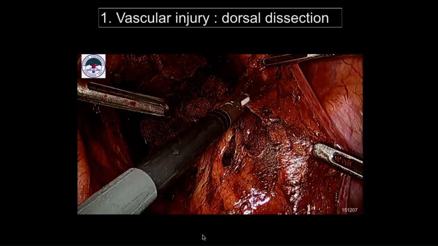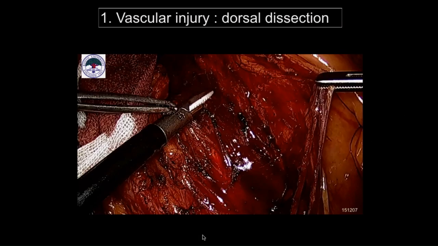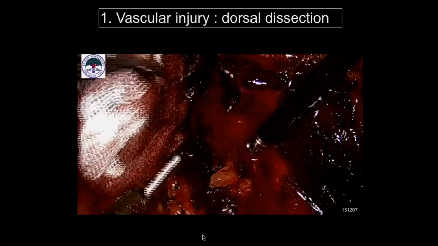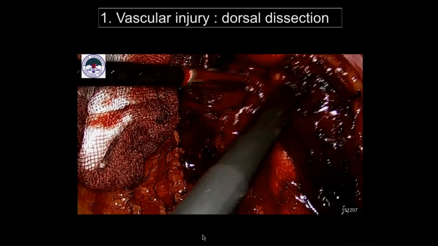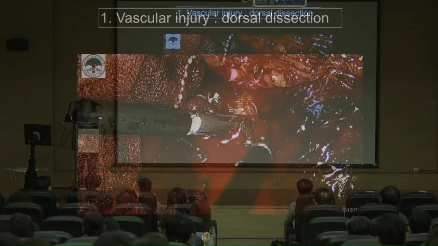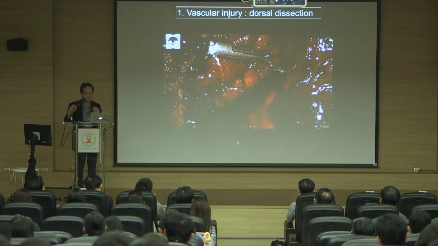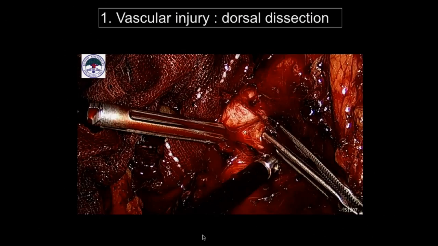Still, bleeding controlled well, but what is this? What? This is an external iliac artery. What? I damaged the external iliac from below? I couldn't believe it. But I could keep my mind. And I controlled the bleeding with my left hand and dissection surrounding the external iliac.